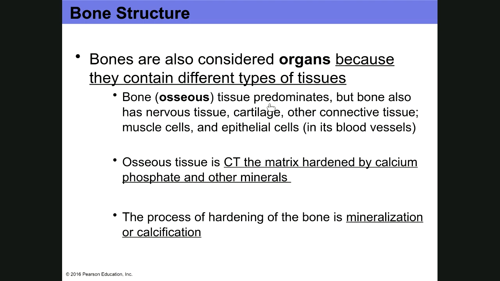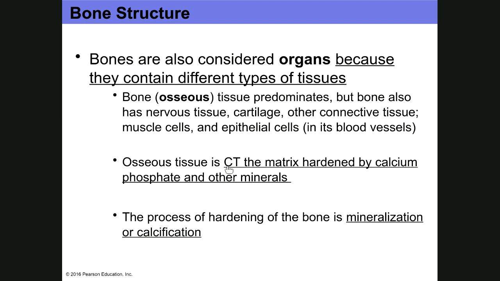But also, if we're going to consider an organ, you also find nervous tissue, you find cartilage associated with it, you find other kinds of connective tissue associated with it. Muscle cells will be seen, epithelial cells, because we have blood vessels, right? In fact, we have an extremely high supply of blood in bone. You notice this if you break a bone, right? There's going to be a lot of bleeding because there are a lot of blood vessels there. And remember, blood vessels are lined by epithelial cells. So we have all these different tissues making up bone, and this is partly what makes bone so dynamic.